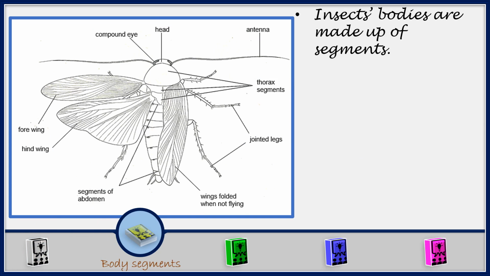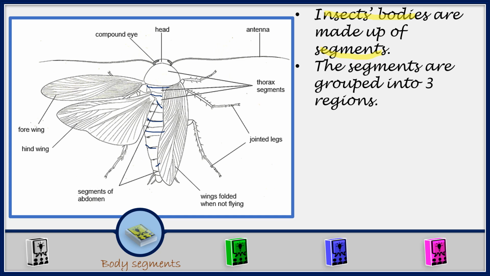So insects' bodies are made up of segments, as we have already seen, that it has got very many segments. You see on the abdomen there are segments. On the thorax we have also segments. It is made up of very many different segments at different layers. And these segments are grouped into three regions. We have got three regions.